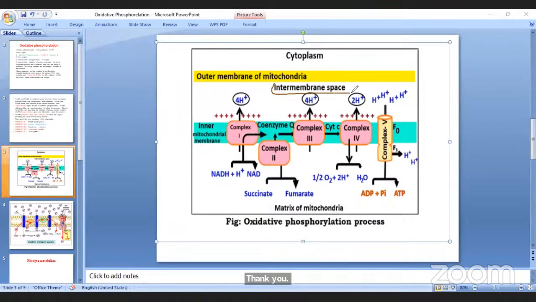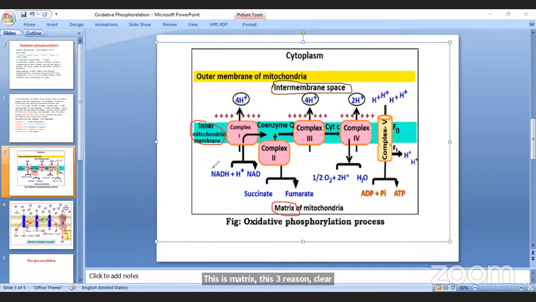It immediately disappears, but anyway, just find out. Clear? It's staying, sir. Okay. So this is the inner mitochondrial membrane. This is the matrix. These three regions, clear?